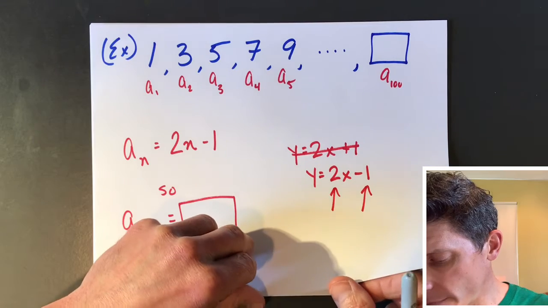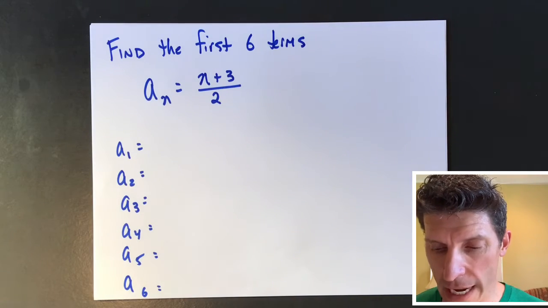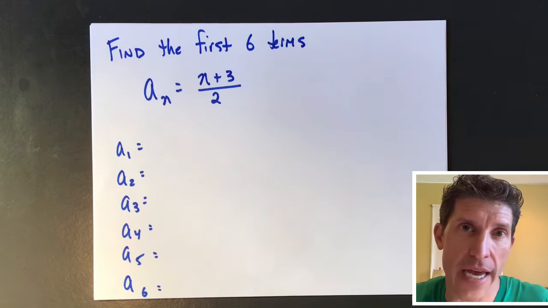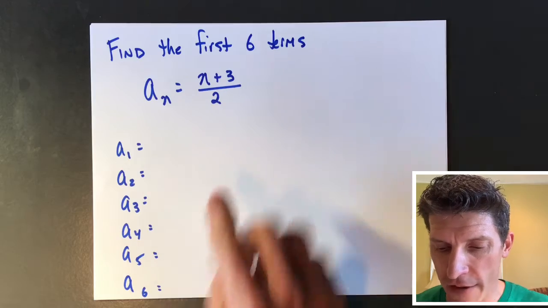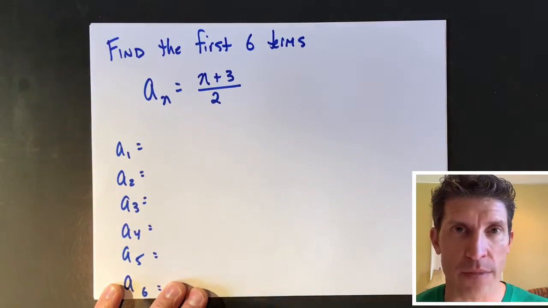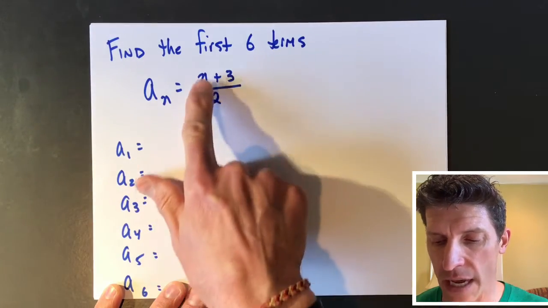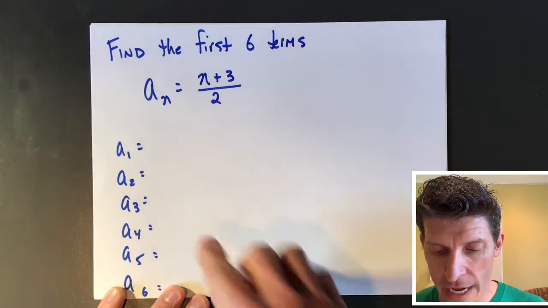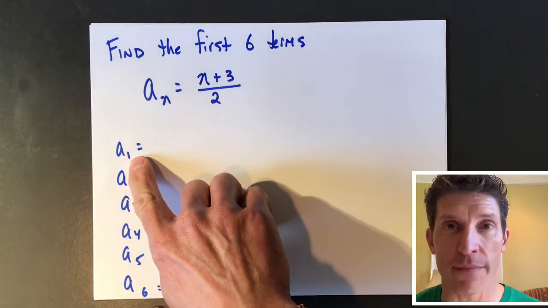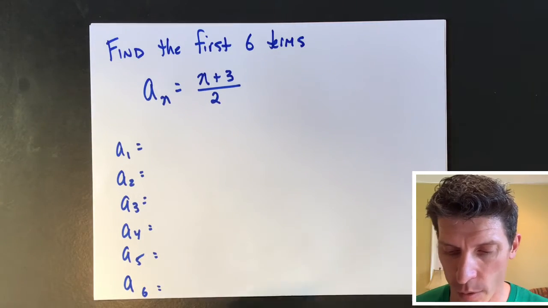All right, next up, let's deal with a few things that you have to deal with in your work for today. The first type is finding the first 5 or 6 or 10 terms of a sequence. I've made up a basic sequence here with a direct formula, or what we might sometimes call an explicit formula. A sub n is (n plus 3) divided by 2.